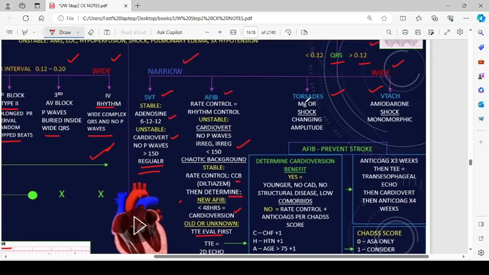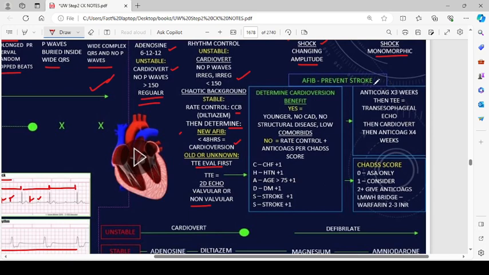Okay, for the torsades, if it is there, give magnesium, or you can give the shock with a changing amplitude. For the VTach, give amiodarone, shock, or I guess give magnesium, or if the person is in shock, then you can give a changing amplitude or something. Okay, I don't know what that even means. And for the ventricular tachycardia, give amiodarone, shock, monomorphic. But just forget about this. I don't know what the meaning of shock is.